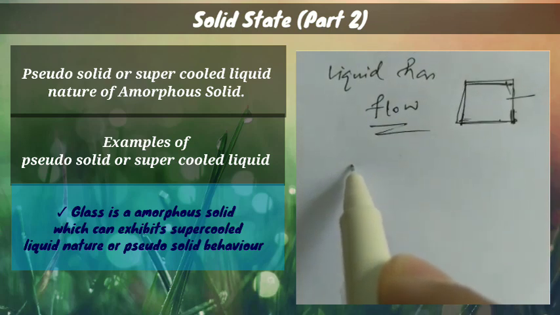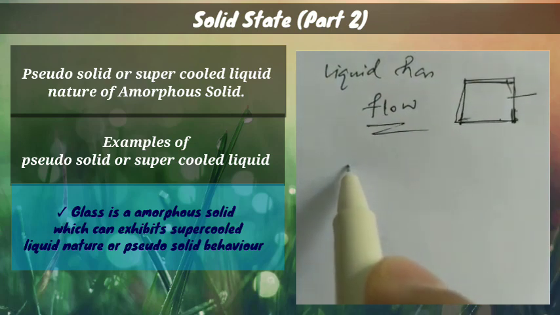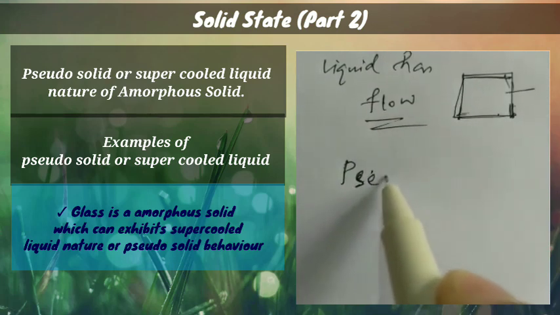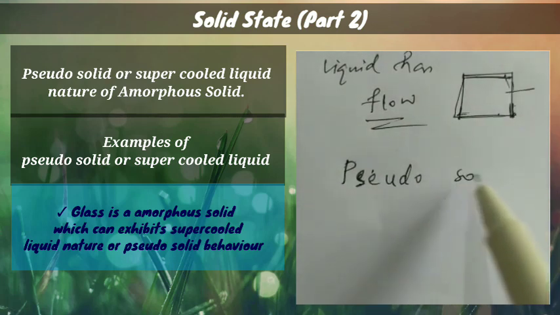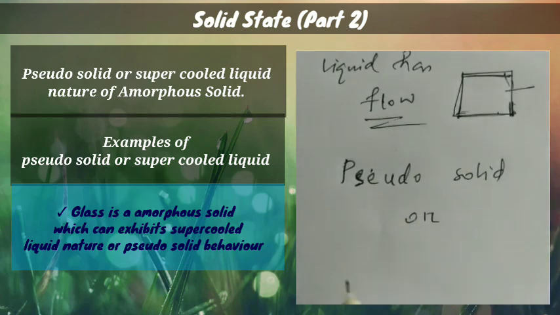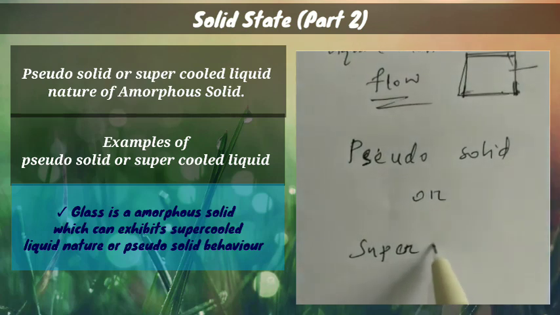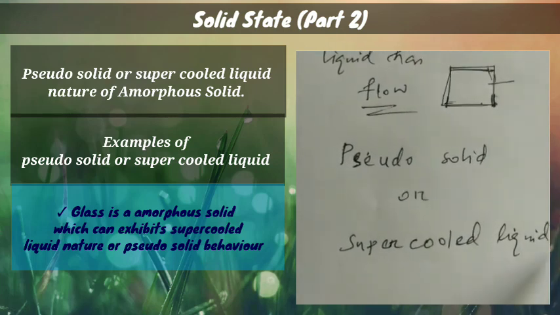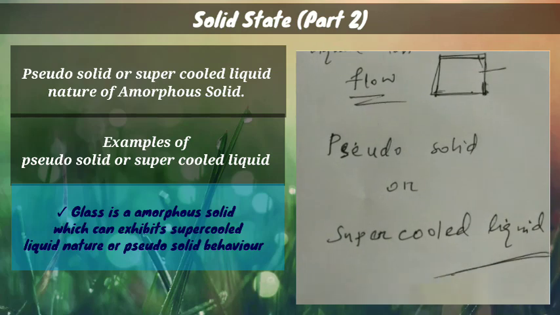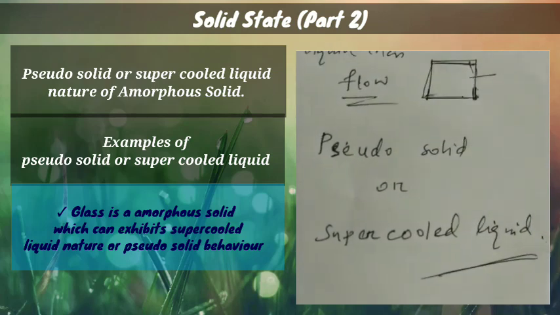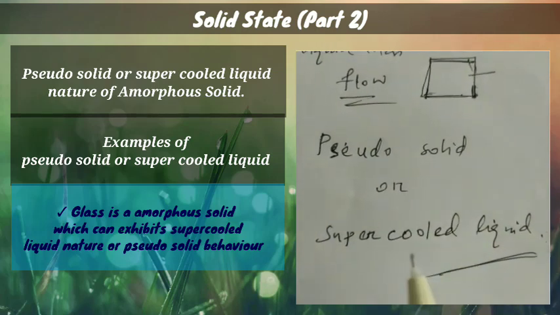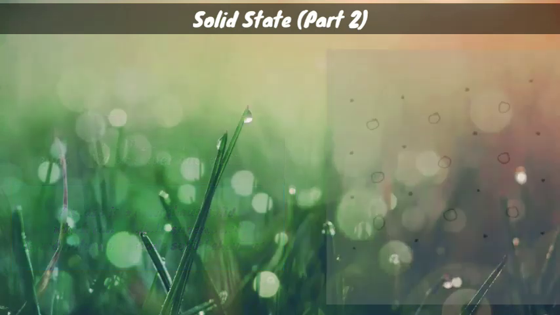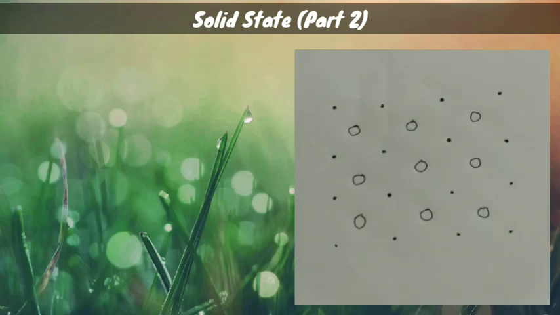Sometimes we call the amorphous solid a pseudo solid or a super cooled liquid. Okay, super cooled liquid. If you super cool the liquid, then what will happen? The flow property will become small, no? So it will be like a super cooled liquid.